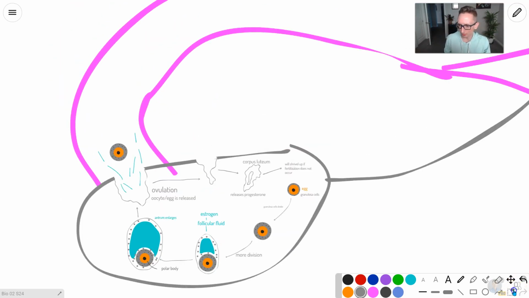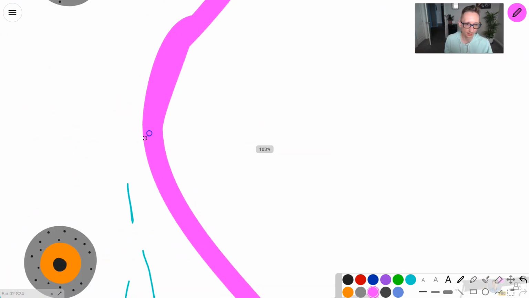All right, now this bad boy will migrate a little bit. There's little cilia that beat actually all along here that help move the egg. So there are tiny little cilia that beat to move the oocyte or the egg.